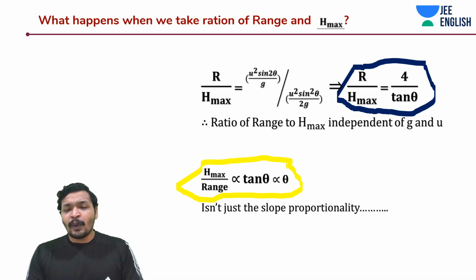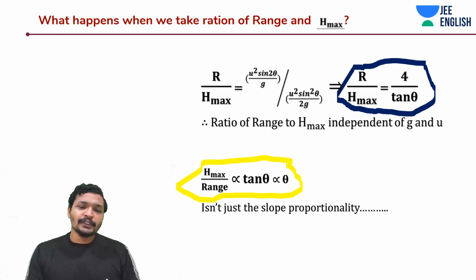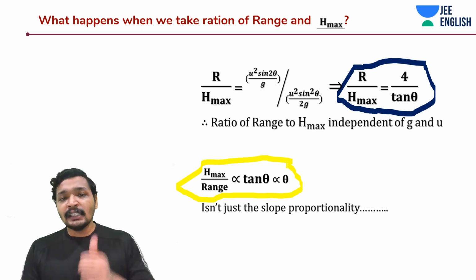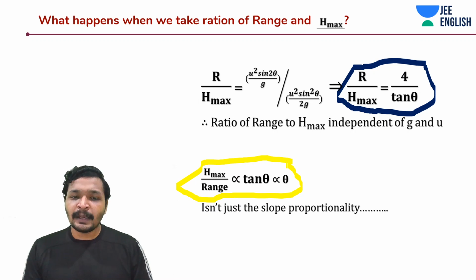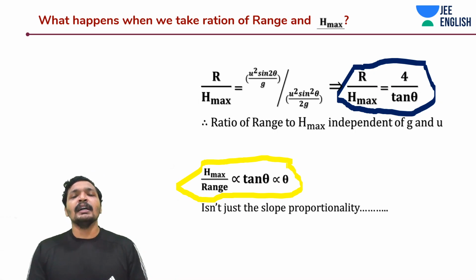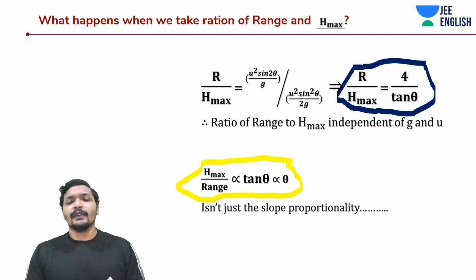And what is it telling you? Why is it happening? Because you're taking the maximum over here. They are proportional to tan theta or theta. And Hmax is the maximum vertical displacement. Range is the maximum horizontal displacement. The ratio of Hmax to range is proportional to tan theta, which is nothing but proportional to theta. Very easy.